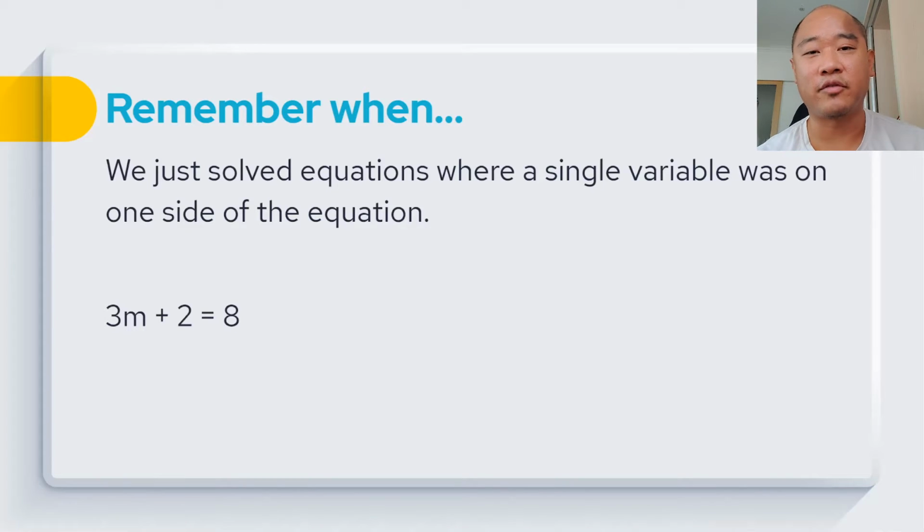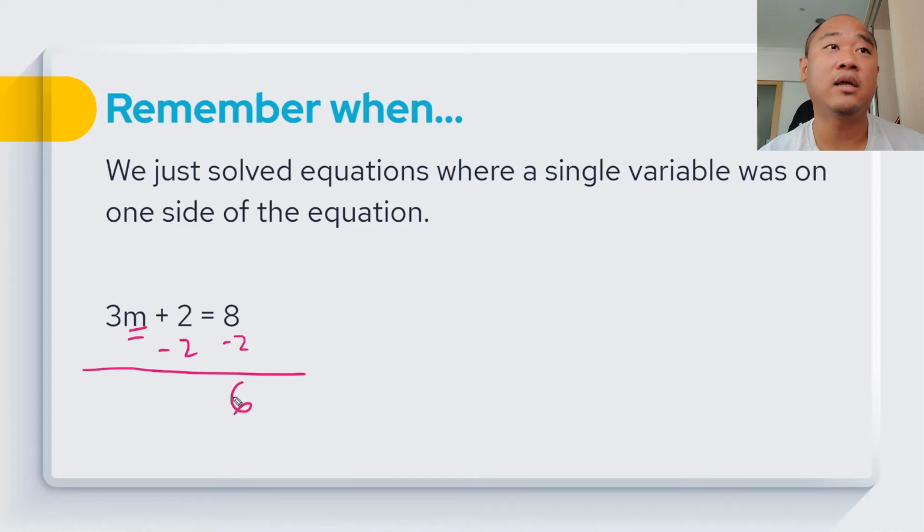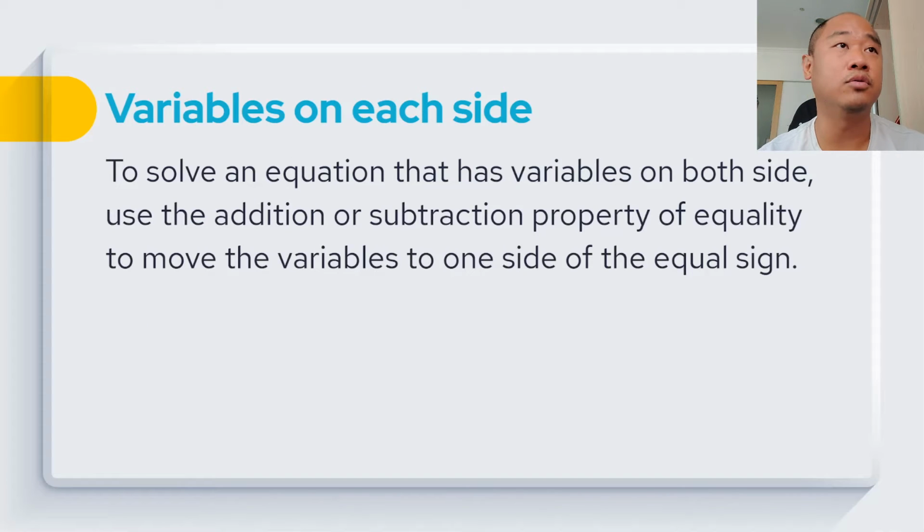Remember when we used to solve equations where there would be a variable on just one side of the equation like this, and then we would do something like the subtraction property of equality, and we would get 3m equals 6, and we would divide by 3, and then m would equal 2, right? So this is what we used to do. But we're moving on to variables on each side of the equation.